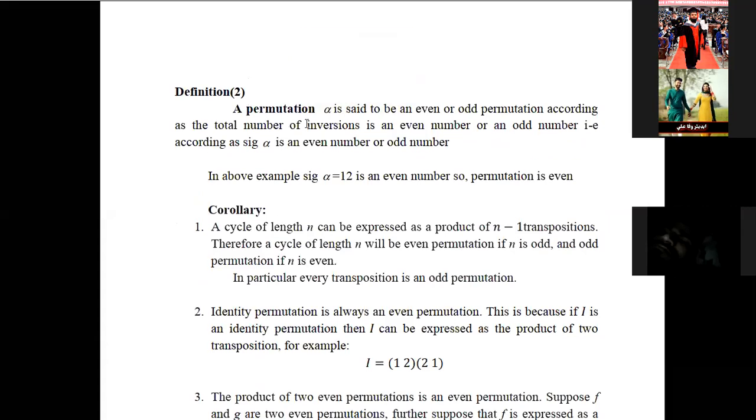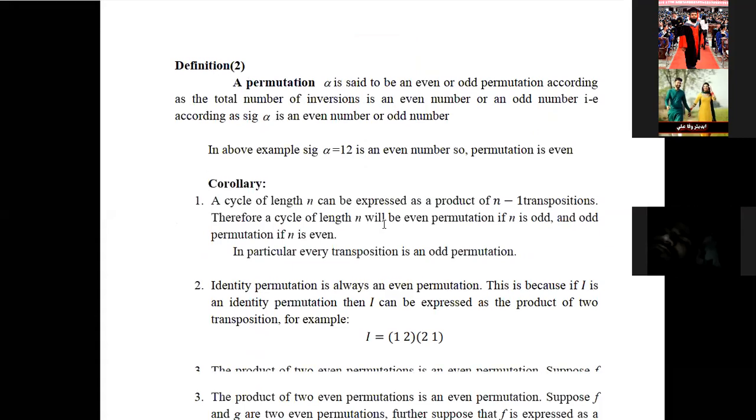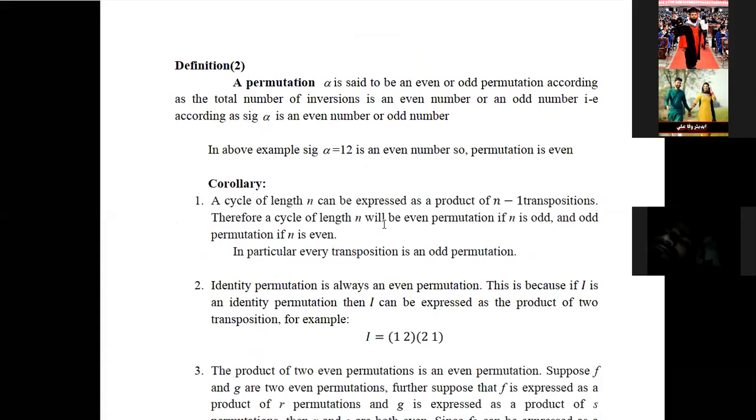Okay, second, a permutation alpha is said to be an even or odd permutation according as the total number of inversions is an even number or odd number, according to whether the signature is an even number or odd number. Okay, in the above example the signature is 12, it means the above permutation is even. Now some very important results to discuss. A cycle of length n can be expressed as n minus 1 transpositions. It's very important.